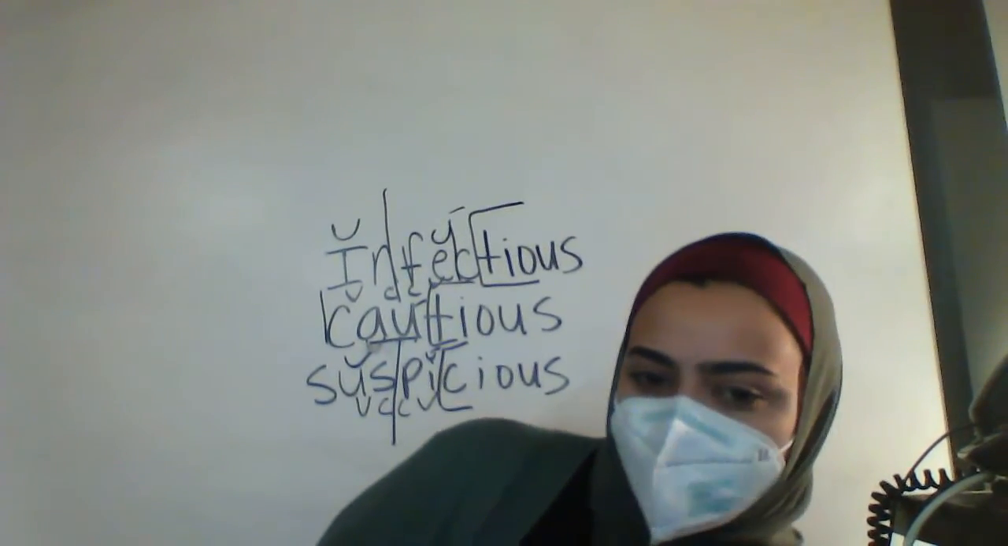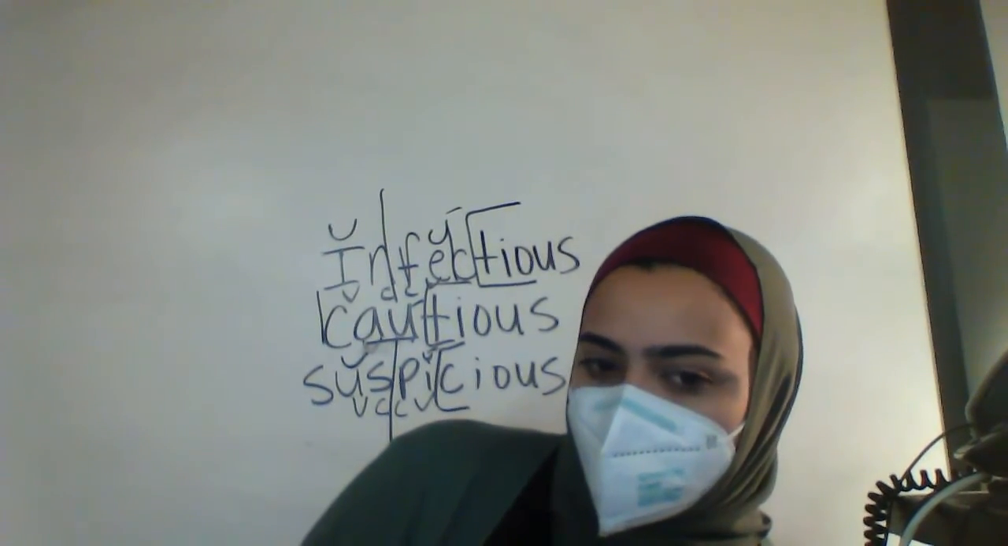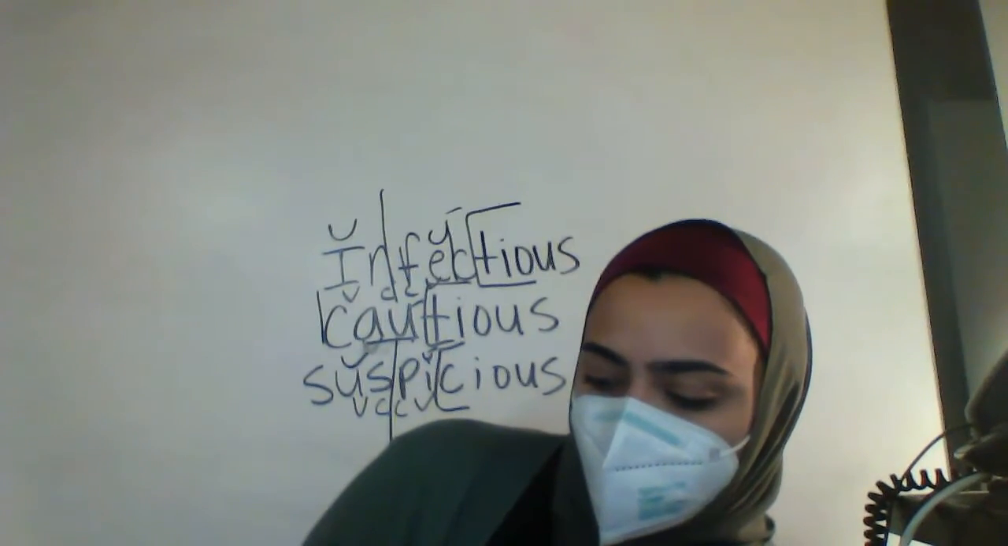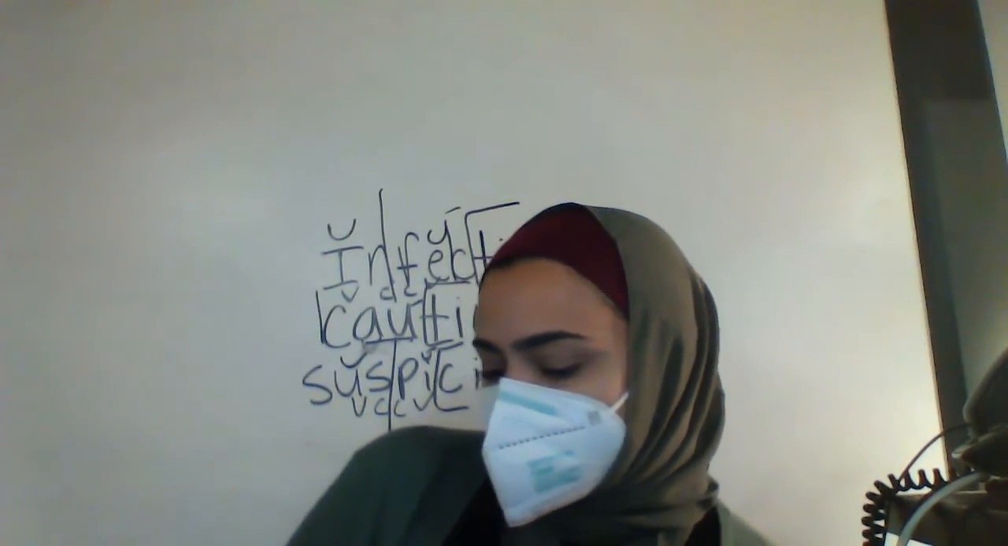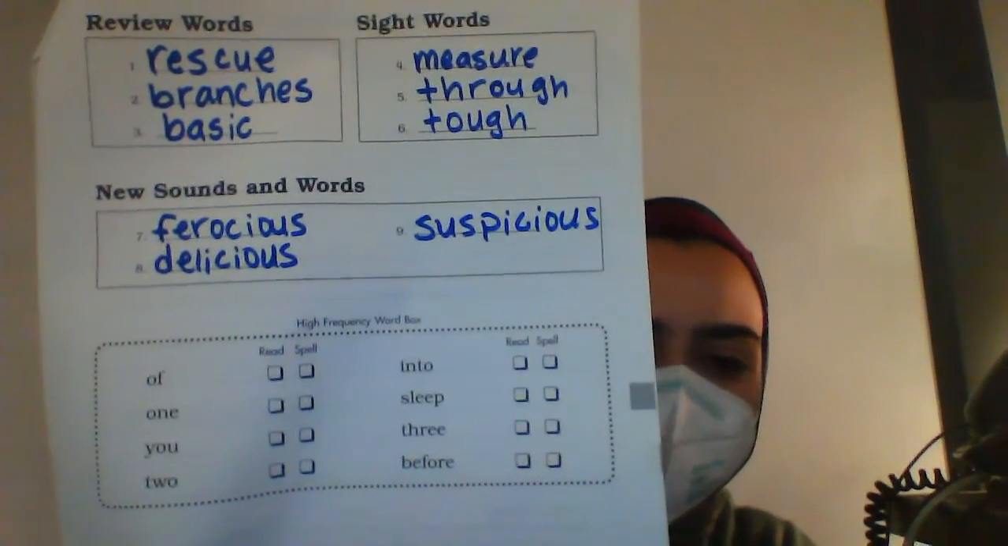Okay, number 9 is suspicious. Suspicious. S-U-S-P-I-C-I-O-U-S. Suspicious means like if somebody is suspicious, you think something, you look suspicious, you look guilty, right? Like someone's hiding something. All right, suspicious, again, is S-U-S-P-I-C-I-O-U-S.